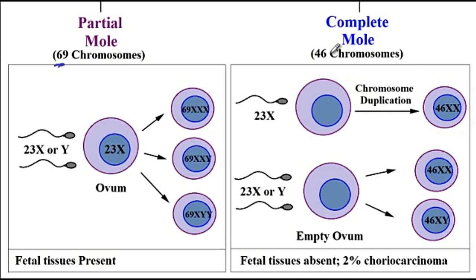And so with the complete mole, there are 46 chromosomes, and how it can happen is that a single sperm can fertilize an empty egg. So note that there is no number written in this egg at this moment because the egg is empty and doesn't have any nucleus. So all the chromosomes are coming from the father this time. So a single sperm can fertilize an empty egg, and then after that it could undergo chromosome duplication to give rise to the 46 chromosomes. Alternatively, 2 sperms can fertilize an empty egg, and so they could give rise again to 46 chromosomes.